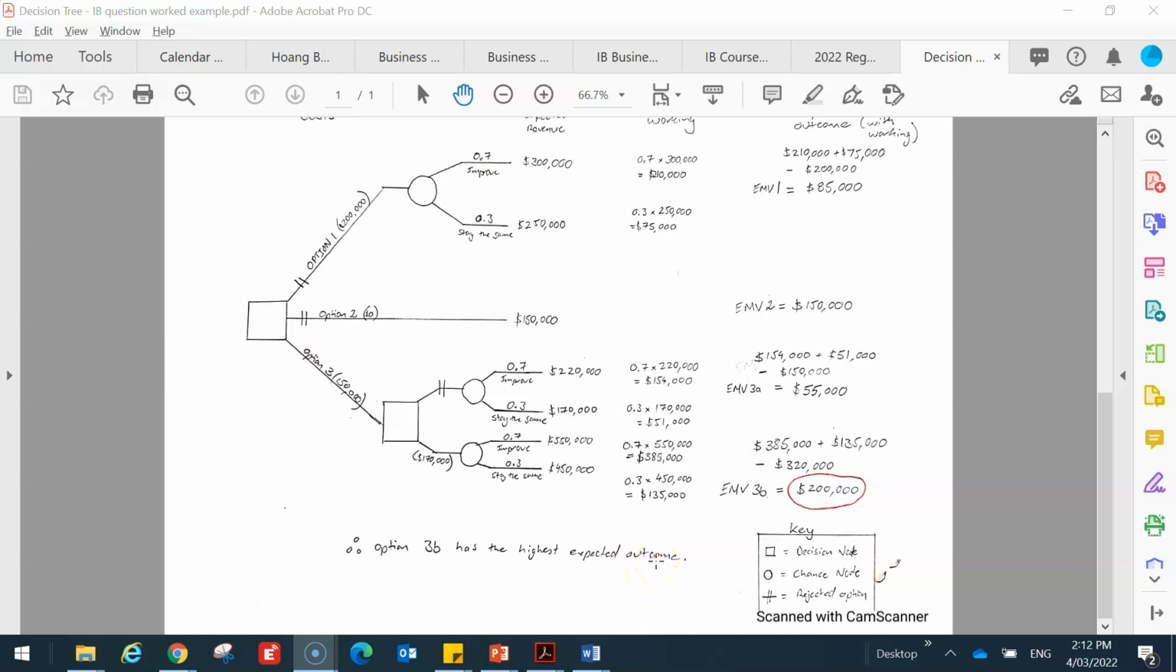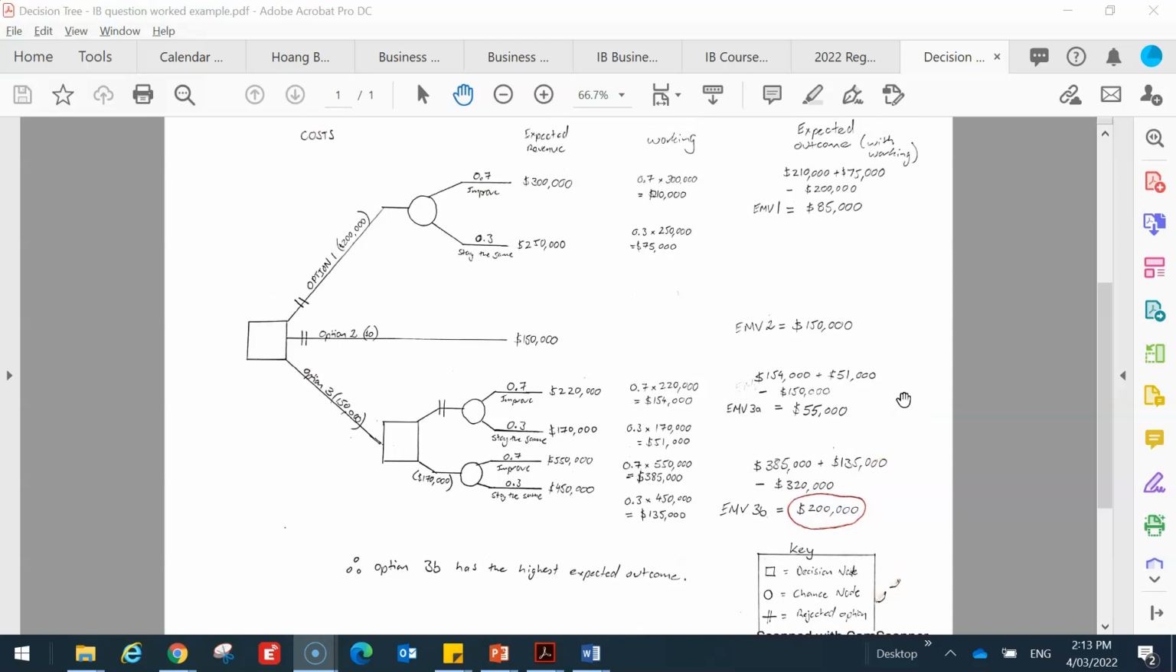And last point, so you don't lose any marks, is go back through and put your double lines through the rejected options. Okay, so I've rejected option 1, option 2, and option 3A. Yeah? Great, so you can see my key down the bottom. That's the first thing I draw in as I face one of these questions. Okay, the very first thing. So hopefully that helps everybody there.